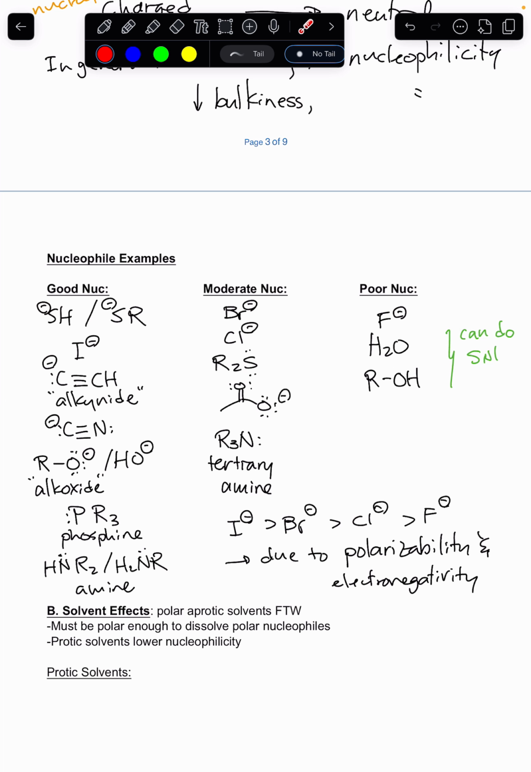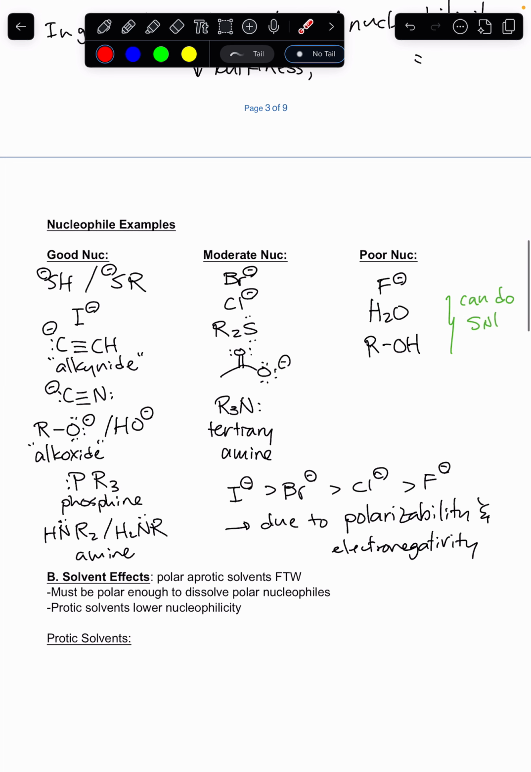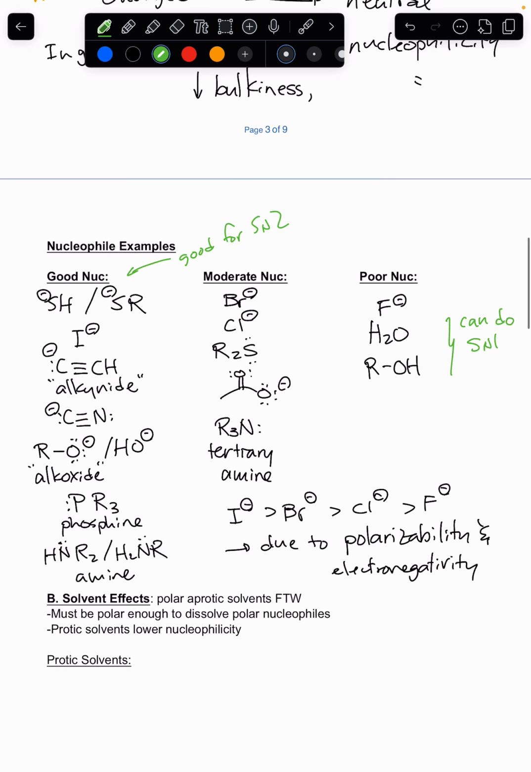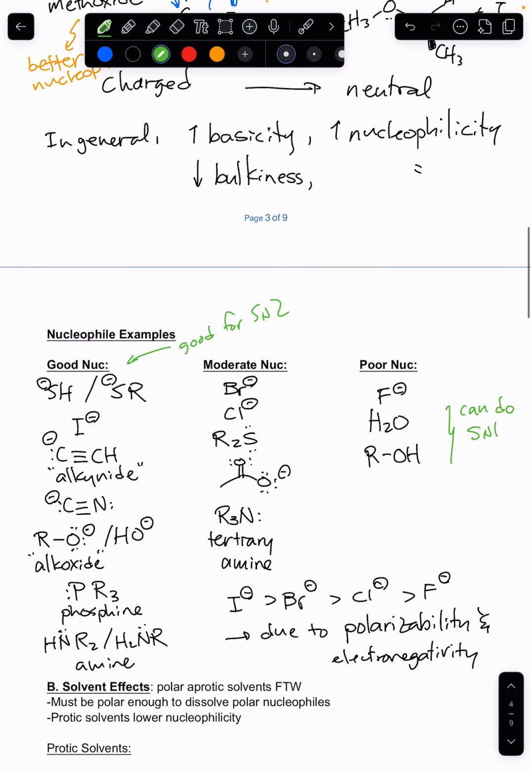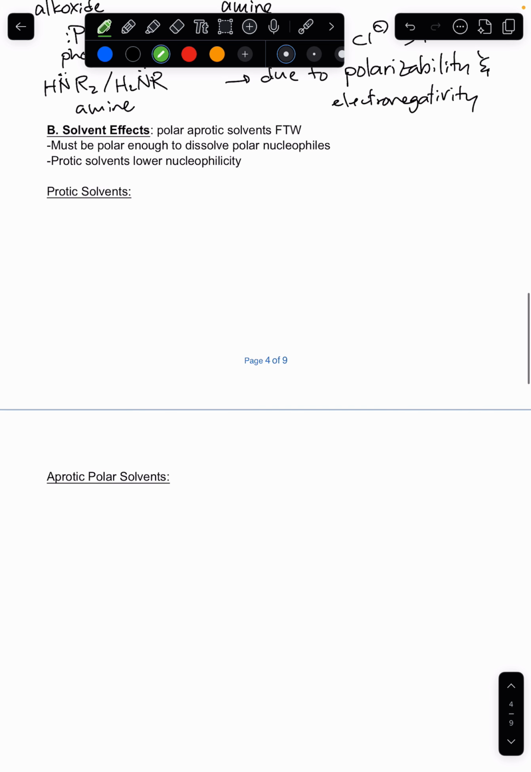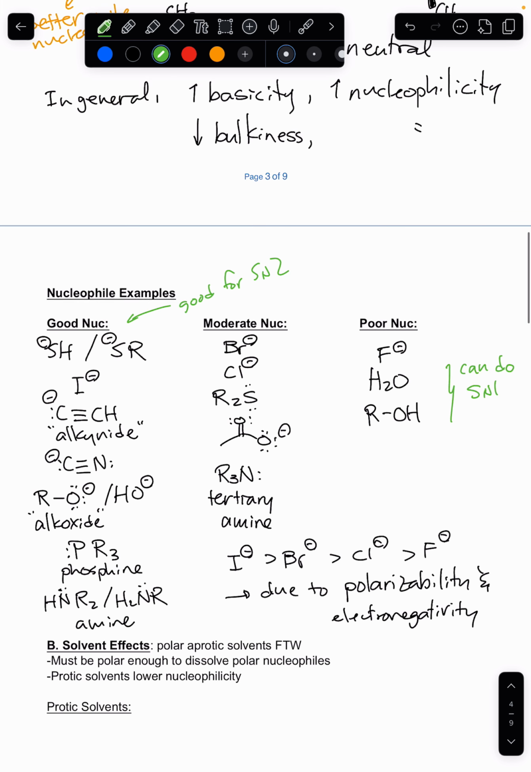Okay, so one of the goals here is that I want you to be able to recognize a good nucleophile when you see one. And these especially are very good for SN2. And sometimes you could see SN2 with some of the moderate nucleophiles if all other conditions are pretty good. Okay, so in the next videos we'll talk about some other factors like the solvent factor.